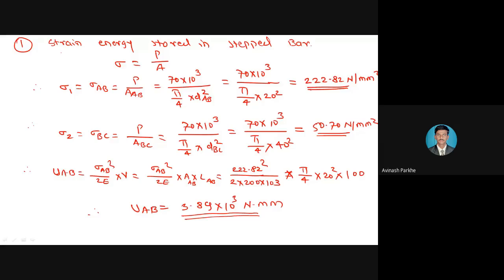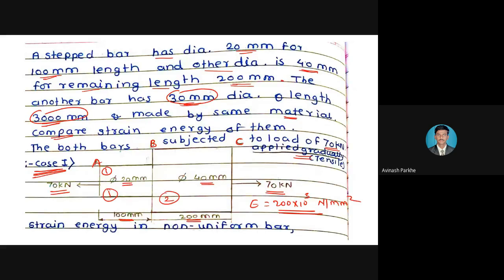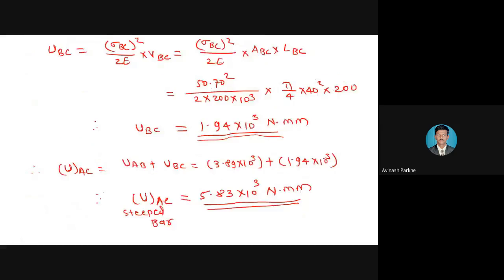As per the statement, the another bar has 30 mm diameter and length 300 mm, made of the same material. That means whatever Young's modulus is used for the stepped bar, the same Young's modulus we have to use for the plain bar also, having diameter 30 mm and length 300 mm, and both bars are subjected to the same load of 70 kilonewton applied gradually. In the stepped bar, we have considered the 70 kilonewton load applied gradually. Same load, same condition we have to consider for the plain bar.